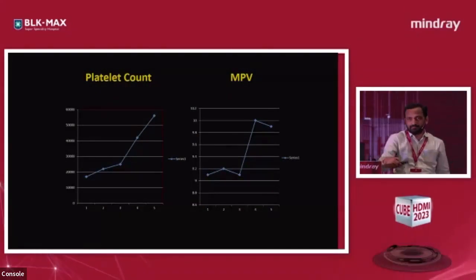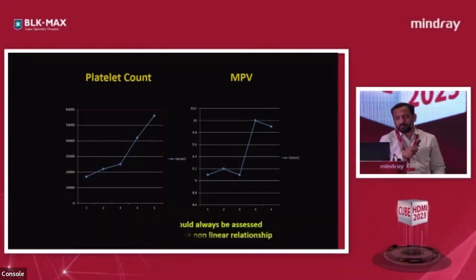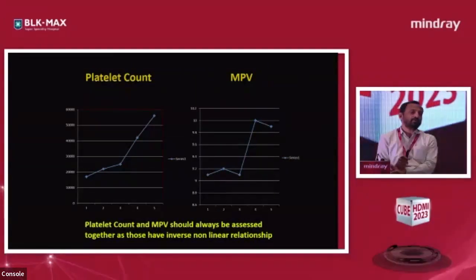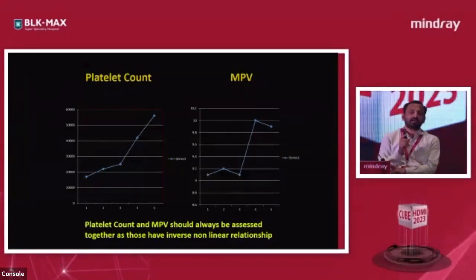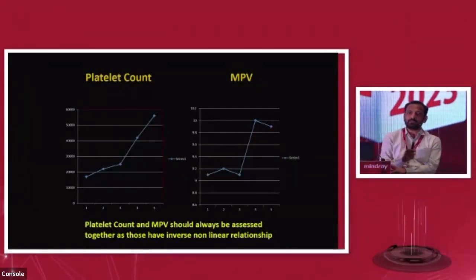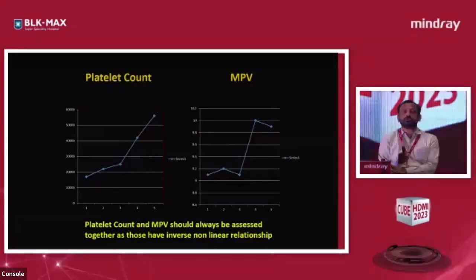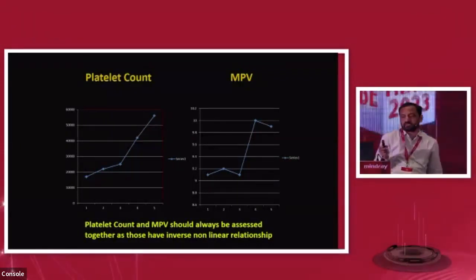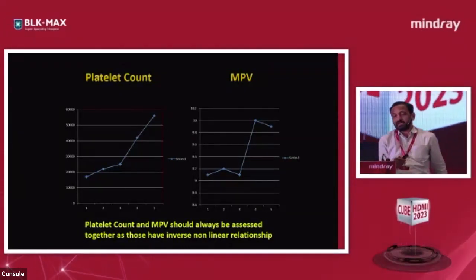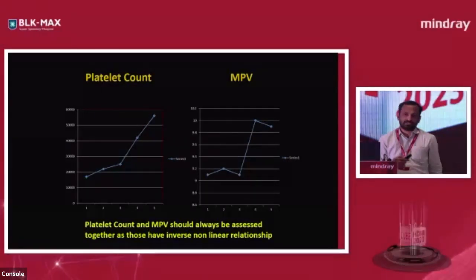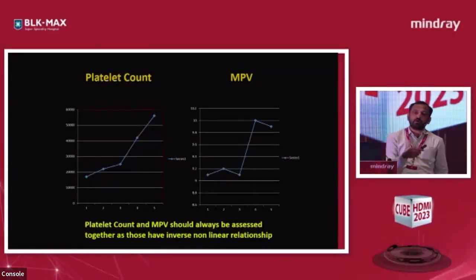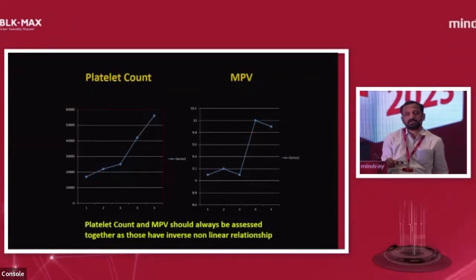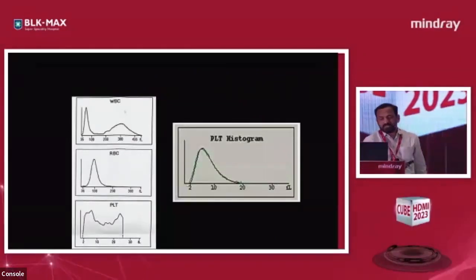With this, one disclaimer will always be there: platelet count and MPV should be read hand in hand. Only platelet count or only mean platelet volume should not be interpreted on its own, because it is always mentioned that these go together as an inverse non-linear correlation. As the count goes up, the MPV may go down unless there is a specific pathology related to the condition. Now, this is the histogram.